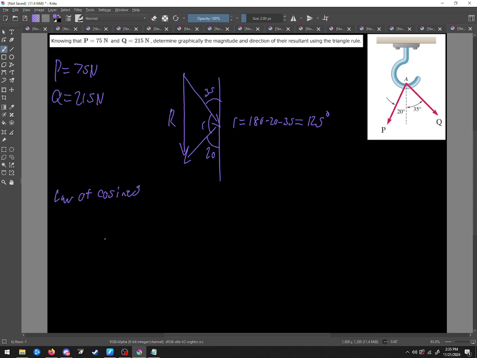Law of cosines tells us that R is equal to the big square root of 75 squared plus 215 squared, and it's going to be minus 2 times 75 times 215 cosine of this angle that we just found here, little r, 125.